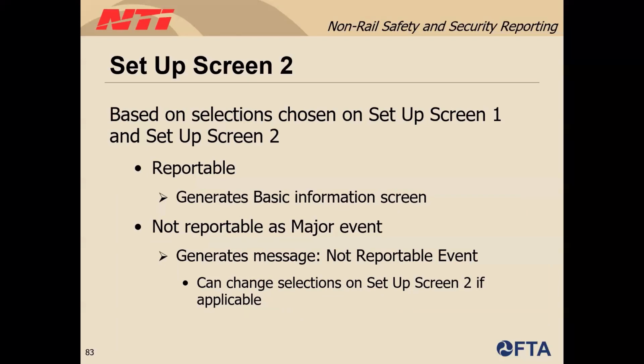Based on the selection you have made and questions you have answered, the system will respond accordingly. If the event is reportable as a major event, the basic information screen will appear. If the event is not reportable as a major event, the system will generate a message that the event is not reportable and ask you if you want to continue. At this point, you can edit the selections on setup screen 2 in case you answered a question incorrectly, which may have made the event seem not reportable.